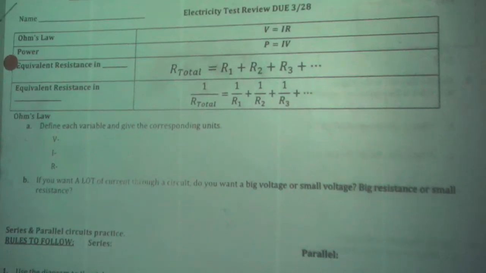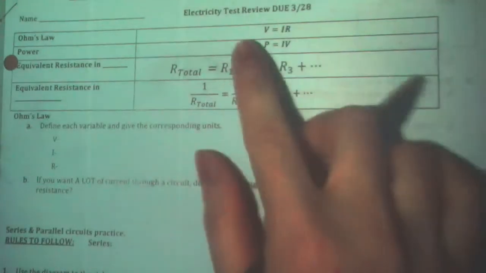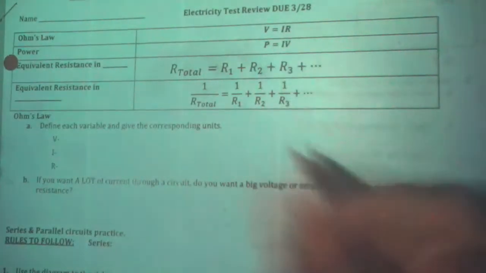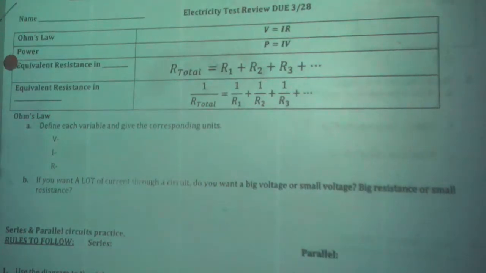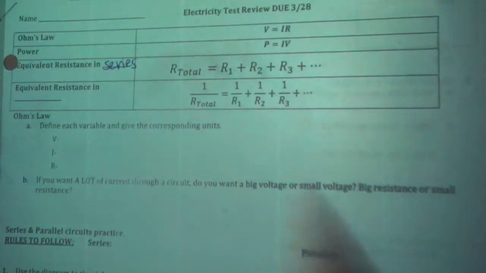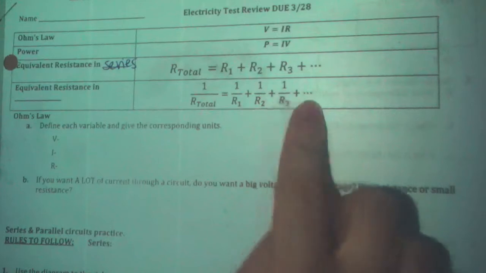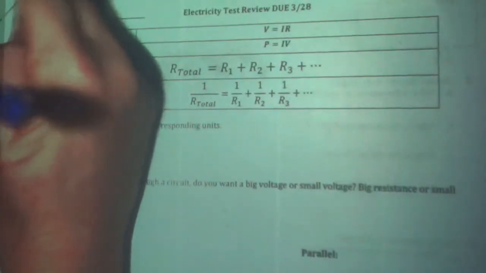Alright, so our first equation that we use lots and lots is V equals IR. We only use the P equals IV if we're talking about power. We have two equations for finding total resistance. This first one, where they just add up, is how we find total resistance or equivalent resistance in a series circuit. This part right here, the 1 over R plus 1 over R, etc., is how you find total resistance or equivalent resistance in a parallel circuit.